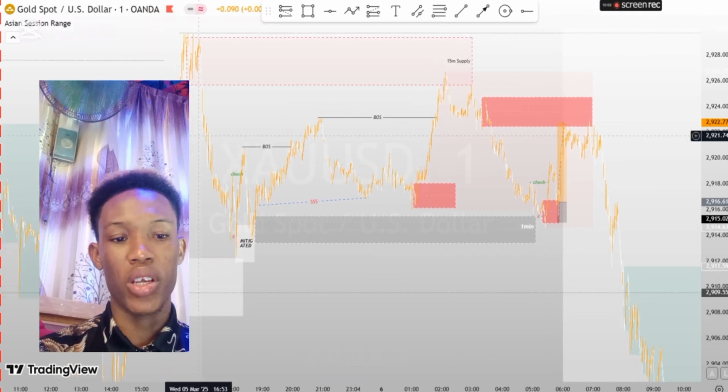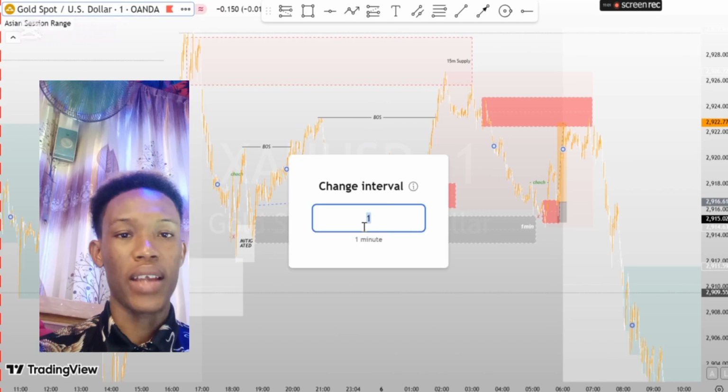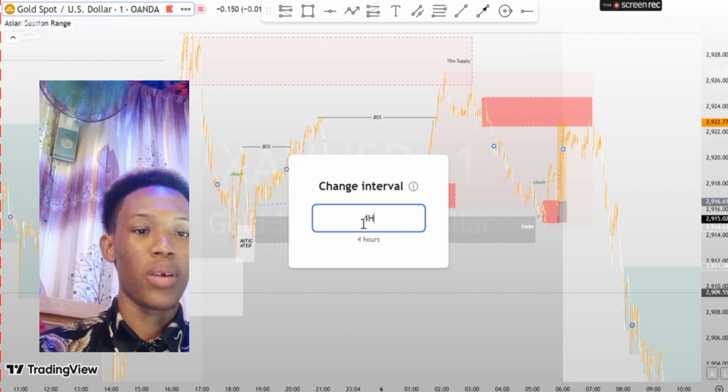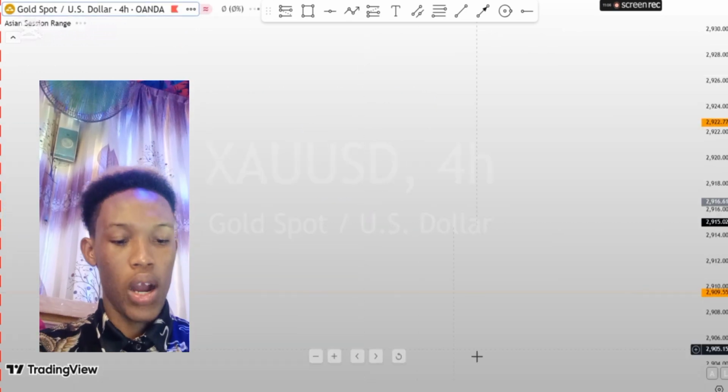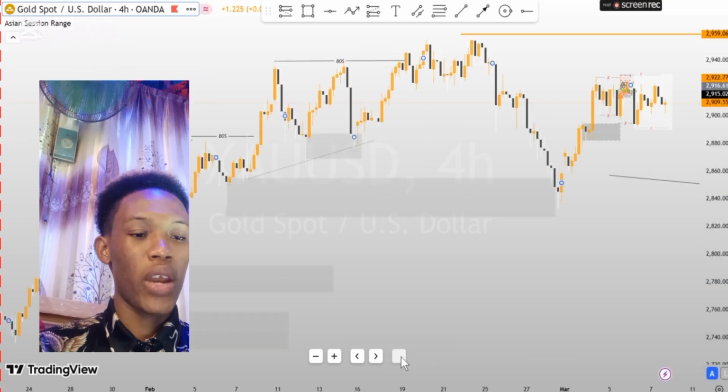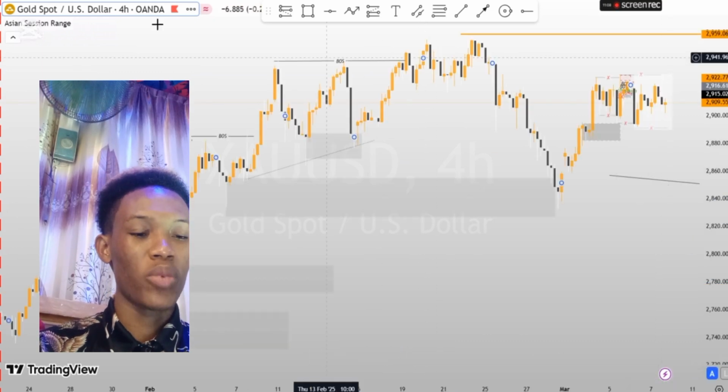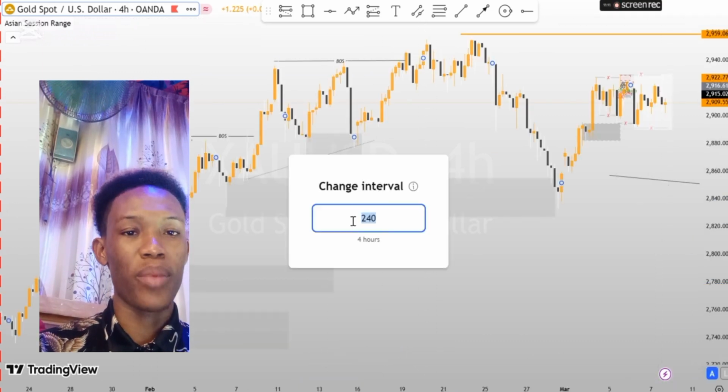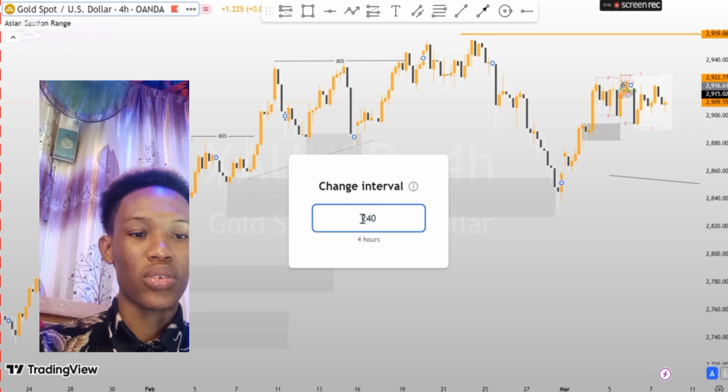Just using confirmation entry to buy at this point. So now let me head back over to the 4 hours. When I noticed that price was coming down aggressively after I'd taken out my profit, I saw that price was coming down aggressively.